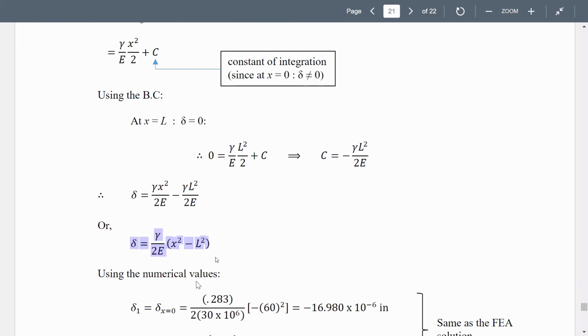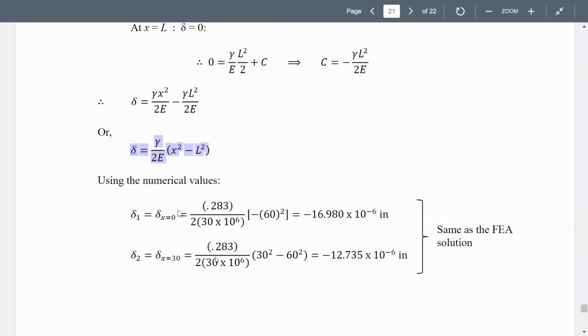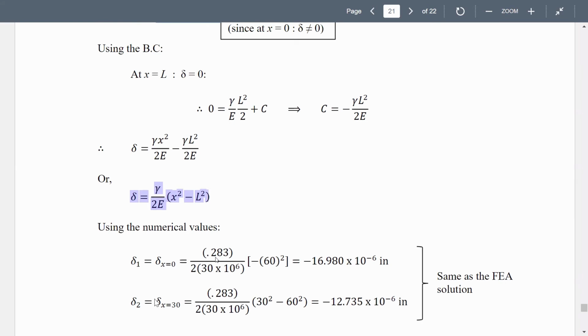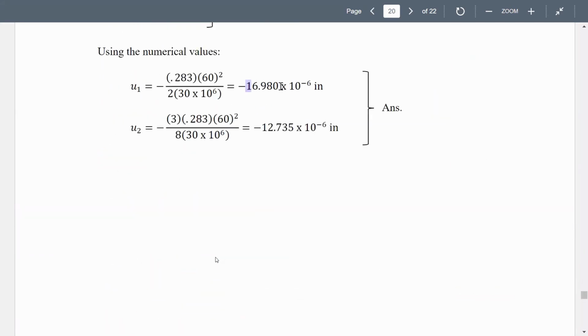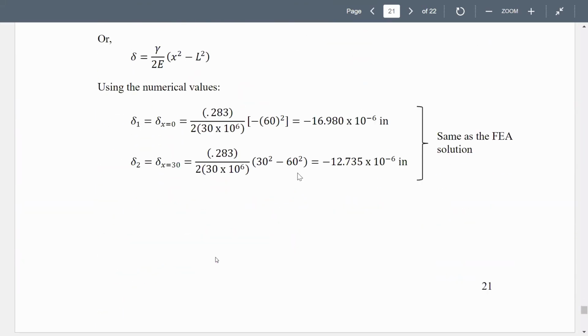Using the numerical values, when X is 0, this is at node 1. And when X is 30, at node 2, we get these two numbers, this one and this one, at node 1 and at node 2. Compare it to what we got here. Let's see, at node 1, we get negative 16.980. This is the same as this one. So this is the finite element solution, and this is the exact solution. Same. Our finite element solution matches with the exact solution.